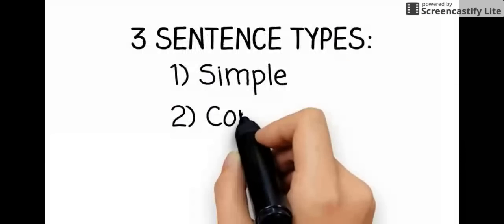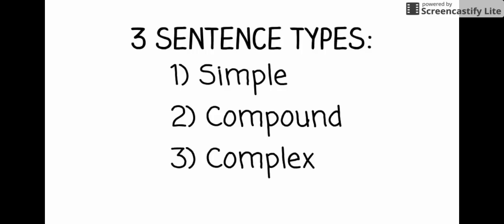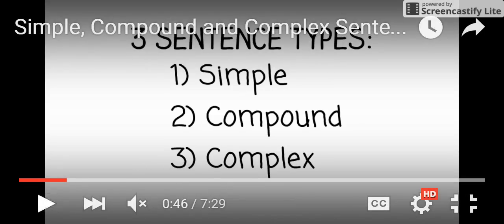The first thing I'd like you to do is to write the heading in your workbook, sentences. So that's all you're doing. You're opening up your workbook, you're writing the heading in a different colour pen, sentences. The next thing I'd like you to write is what's on the screen here. So 3 sentence types, simple, compound and complex. So I'll give you a minute to sort that out.